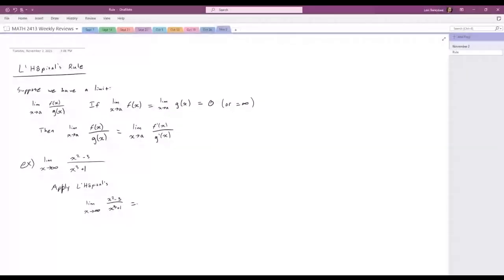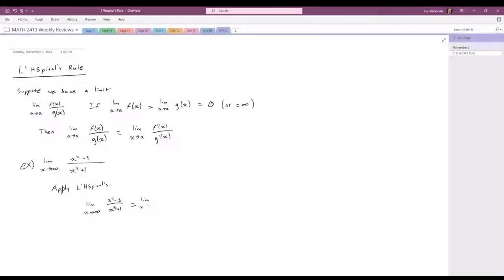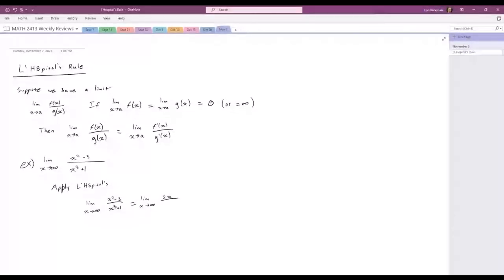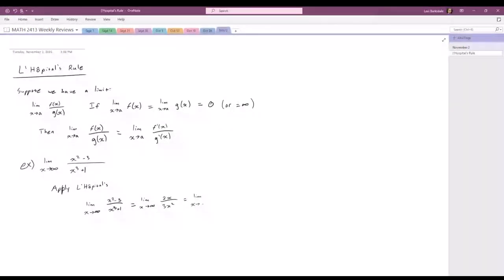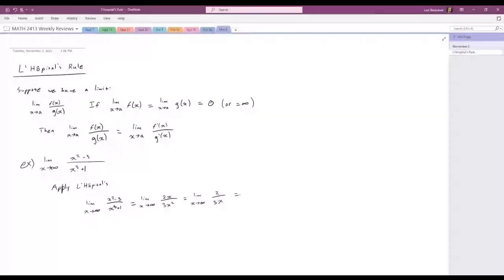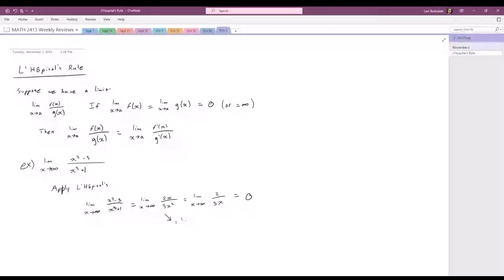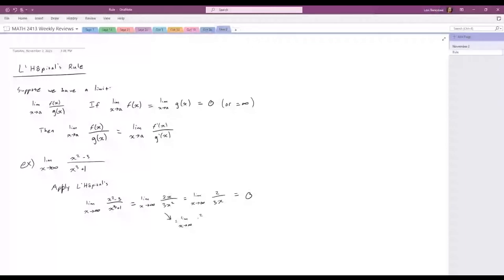Taking the derivative of the top, we would get 2x, and on the bottom we would get 3x squared. From here we do have a couple of options. We can either say, well, the top also goes to infinity, the bottom still goes to infinity, we can apply L'Hopital's again, or we can just cancel on top and bottom. And here we can see that this will go to 0. If we applied L'Hopital's again, this would get us 2 divided by 6x, which still goes to 0.